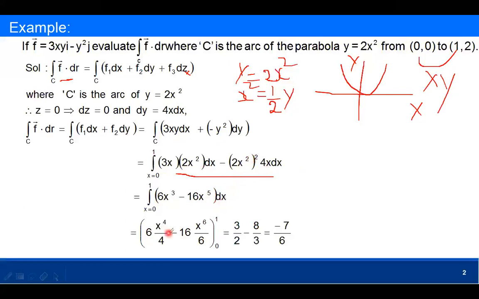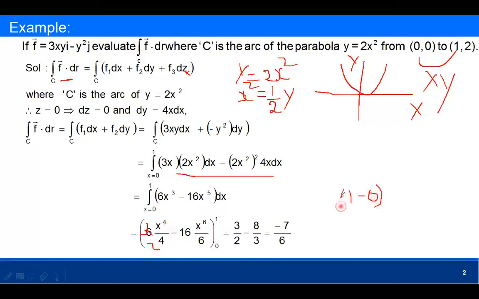Now we have to integrate with respect to x. So 6 into x cube, that is x raised to 4 upon 4, minus 16 into x raised to 5, that is x raised to 6 upon 6. The limits of x are 0 to 1. We have to simplify this. So it is 6 by 4, that is 3 by 2. If you substitute the upper limit, that is 1 minus 0, that value is 1, so 1 into 3 by 2.